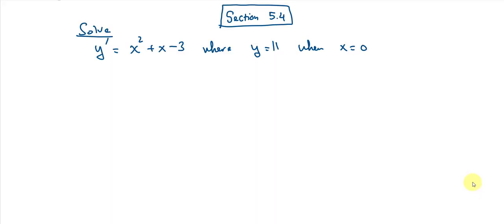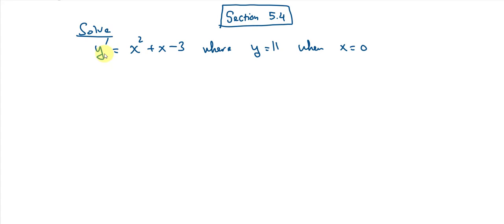In this video, we are solving two problems involving differential equations given the initial conditions. So for example, the first one here, you are given y prime equals x squared plus x minus 3, and you are also given the initial condition where y equals 11 when x equals 0. Now solving the equation means you are looking for the value of y, or the expression for y.